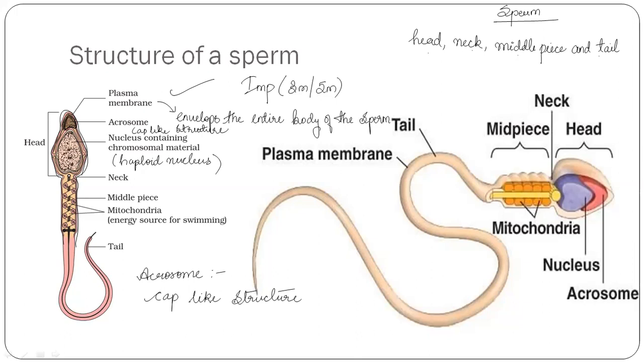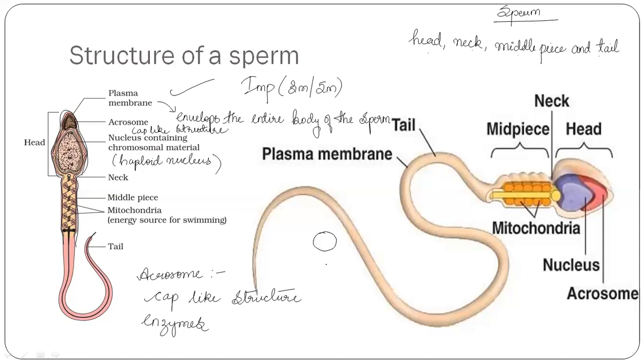Now, the acrosome consists of what? It consists of enzymes. Enzymes are biomolecules which help in the faster process of any synthesis, and also help in breaking down. So the acrosome is filled with enzymes that help in fertilization of the ovum.